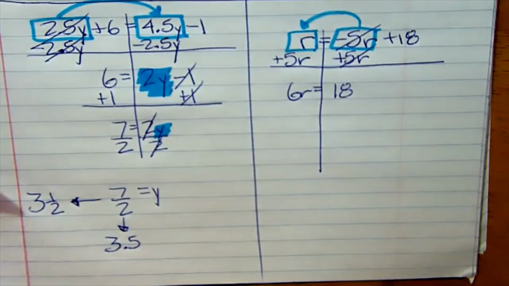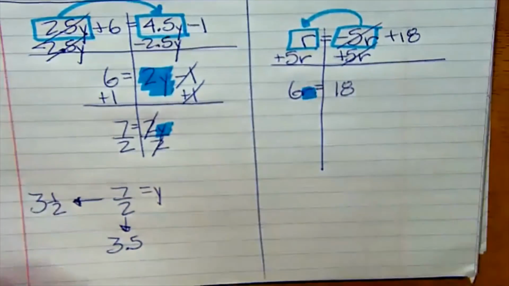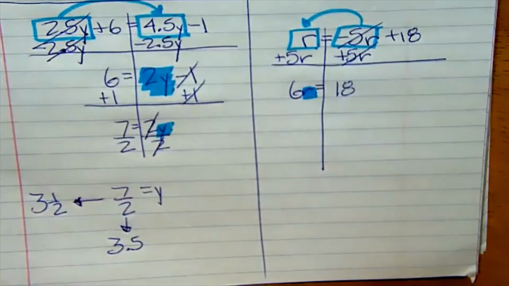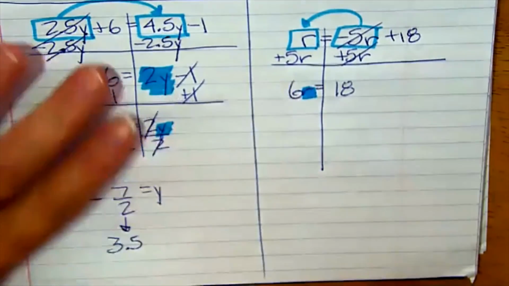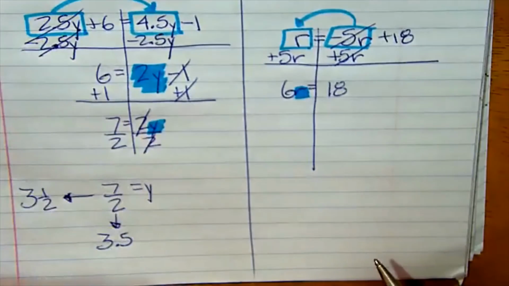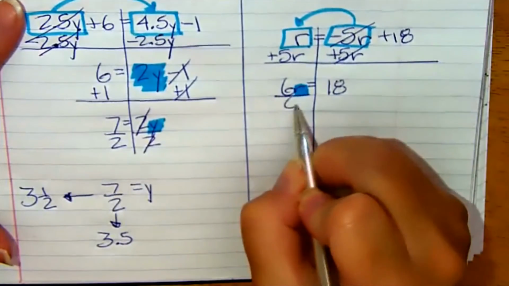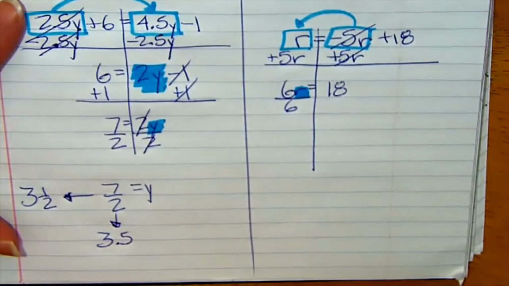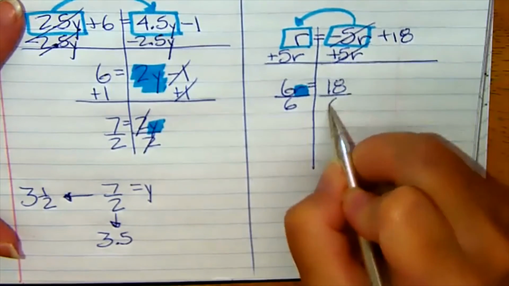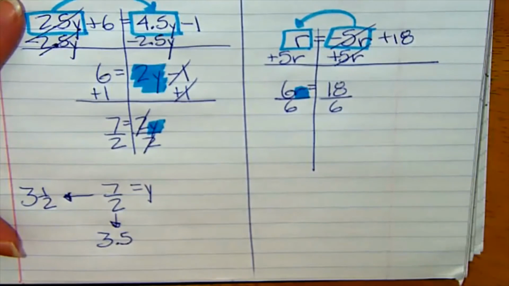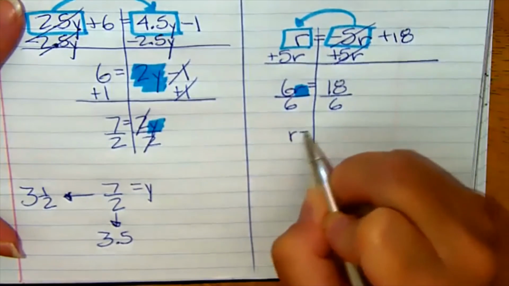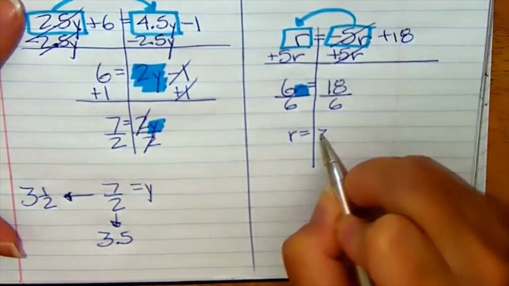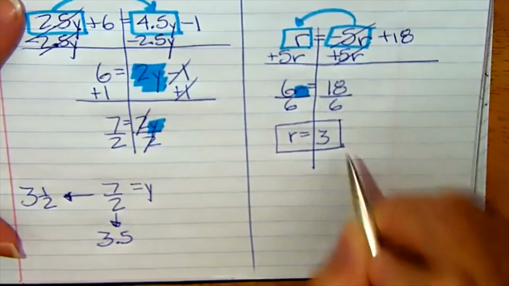Now this is a problem you know how to do. I want to get rid of or undo this times 6. So to undo times 6, I need to divide by 6. What I do to one side, I must do to the other. r equals 18 divided by 6 is 3.